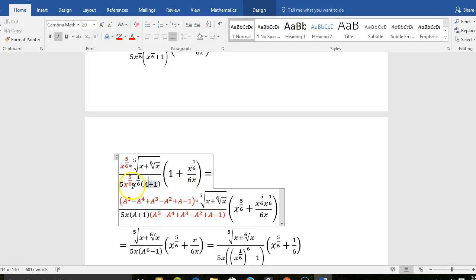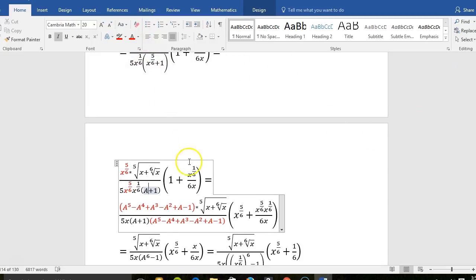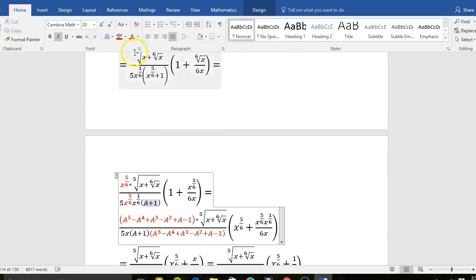Now, so I've replaced x to the 5/6 with A, and I've stuck these red x to the 5/6s, let's see, up here and down here in front of this 5. By commutativity, I can do that. I don't have to stick it to the extreme left if I don't want to. I don't. And indeed, I did not want to down here.